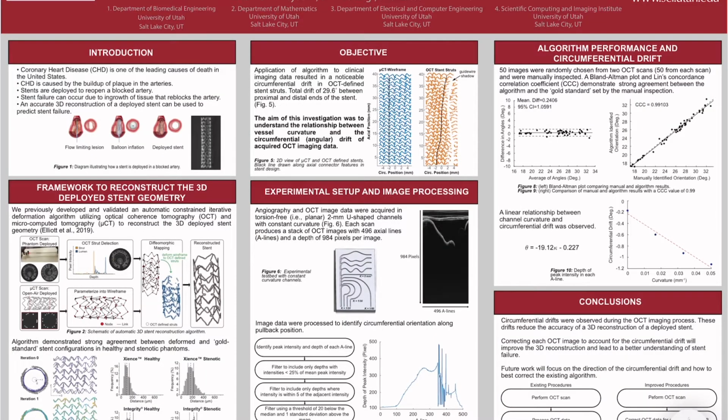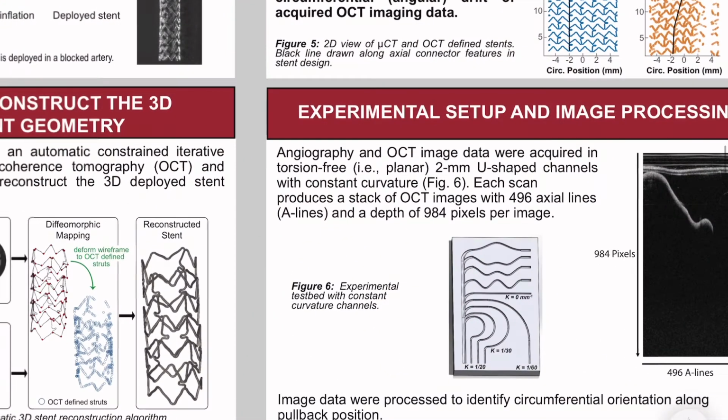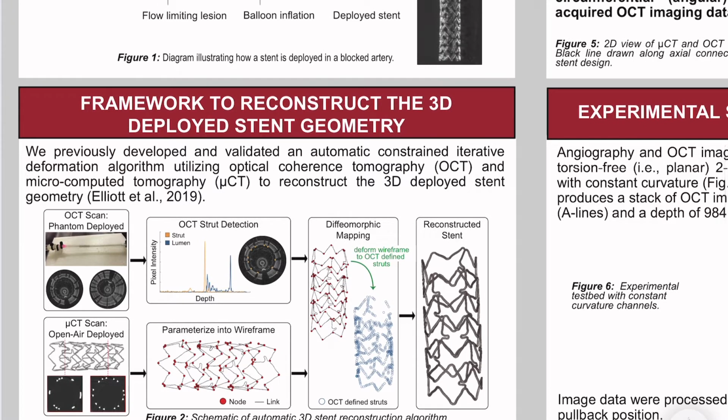Figure 2 illustrates the process to create a 3D reconstruction of a deployed stent. First, an optical coherence tomography scan of the deployed stent is performed. These OCT images are then processed to identify stent struts in each image slice, as shown here. This information, combined with an angiogram of the stent and vessel, can be used to orientate the stent struts in 3D space and create an OCT point cloud, shown here.